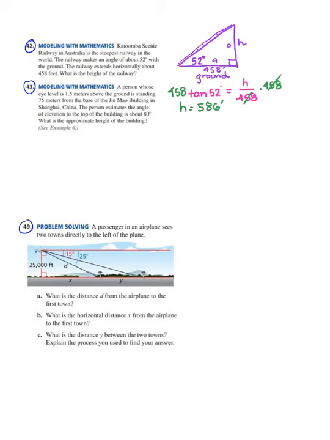Okay, so taking this one all in, we know there is a building. We know there is a person standing over here. We know this person is standing 75 meters from the base of the building, and their eye level is 1.5 meters above ground. Makes sense. And the person estimates the angle of elevation to the top of the building is 80 degrees. Well, now that's from their eyesight. So this angle right here is 80 degrees.